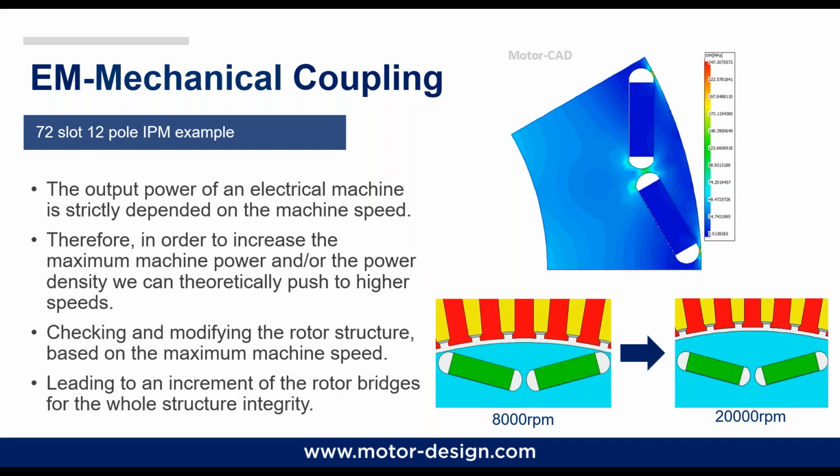So here on the bottom of the slide, you can see the bridge required for running at 8,000 RPM. Here I'm fixing the V angle to 150, and I'm calculating and estimating the bridge thickness in order not to exceed 300 megapascal. So here at 8,000 RPM, I've got these bridges. For getting pretty much the same stress at 20,000 RPM, I need bigger bridges than before.